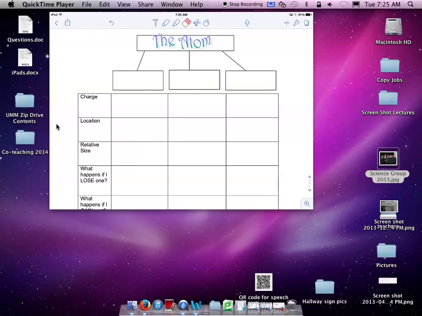The first thing that we know is that there are 3 particles in the atom. And again, the order doesn't really matter, but in general I usually put, in this case, protons, neutrons, and electrons. Okay, so those are our 3 particles that we generally think of as the structure of the atom.